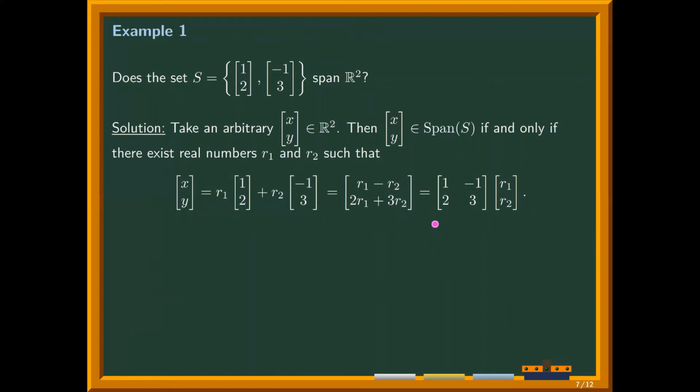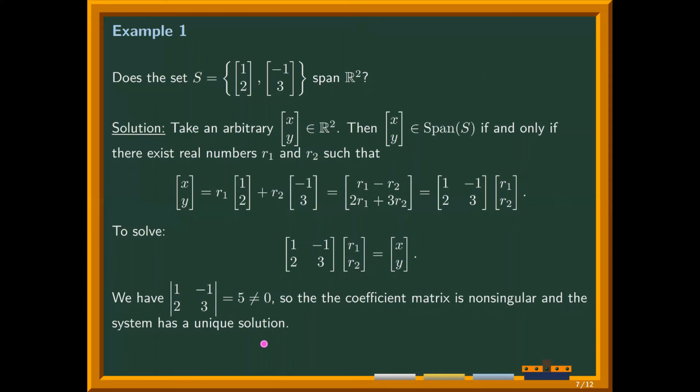Well, this is just a 2 by 2 matrix, so actually we can proceed by making use of the inverse, if it exists. You can just observe that the determinant of this matrix is non-zero. The determinant is 3 minus negative 2, which is 5, which tells us that the system has a unique solution. It comes from the non-singularity of the coefficient matrix.